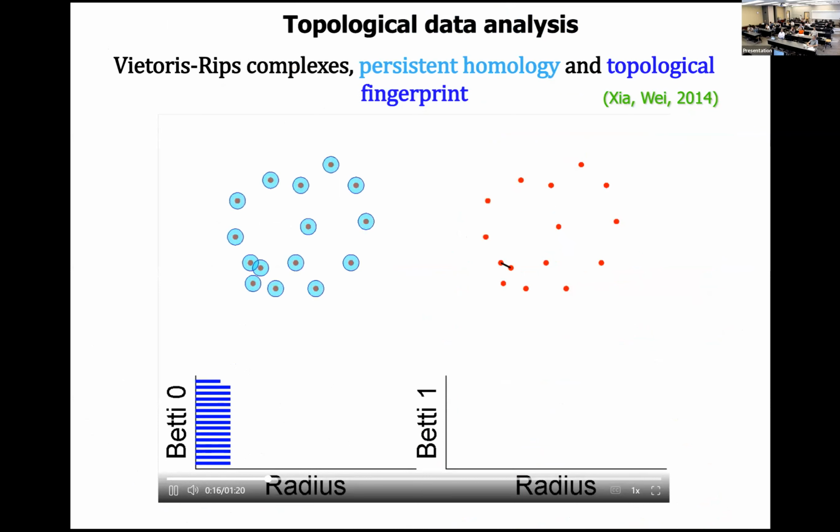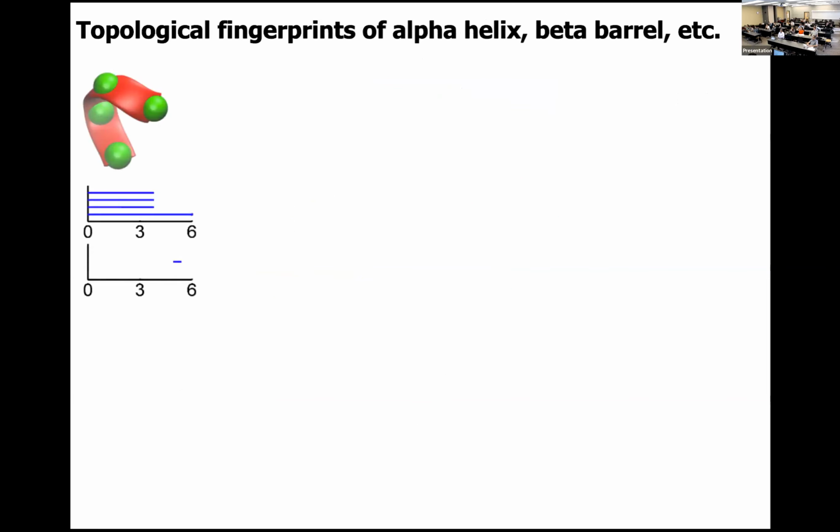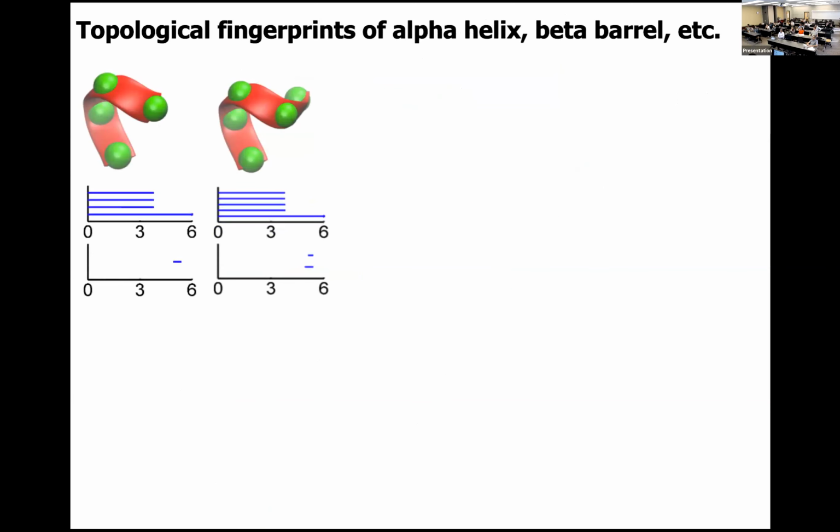I don't want to go through this in the next minute, to see those Betti 1 and Betti 2, the curves and things like that. Maybe I can just fast forward a little. And how do we use it for biology?